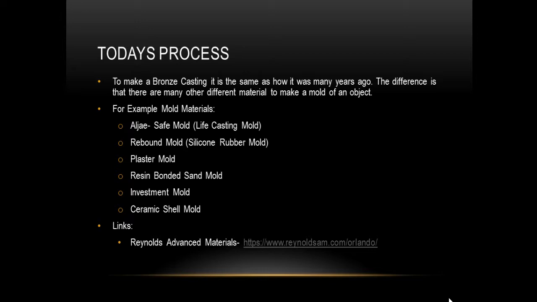Some of these are what I used in my own process, and a lot of these materials are from Reynolds Advanced Materials, which I have a link down here if anybody is interested in making their own molds to make any kind of casting, whether it be metal, wax, plaster, resin, etc. This is their website. You can purchase from them. You can find out what their materials are, how to use them. You can even call them, and they're very helpful and knowledgeable about their own products.